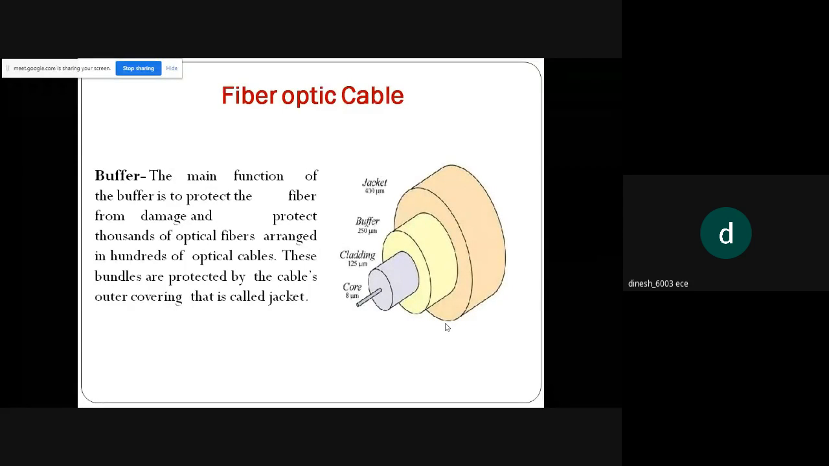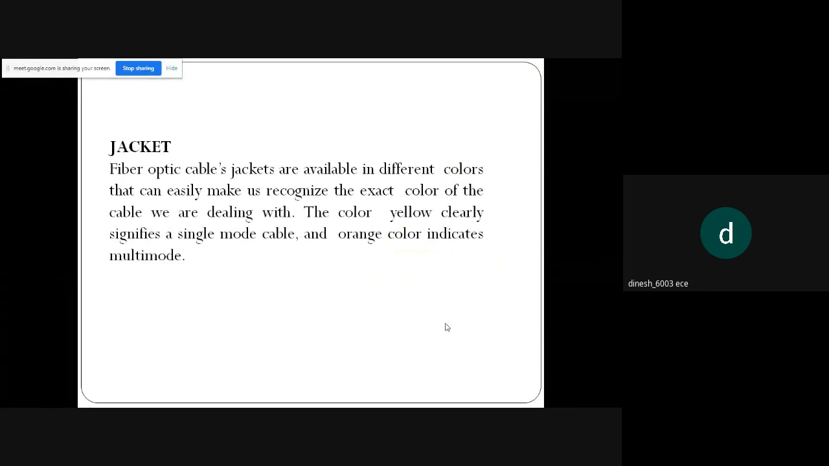This protects thousands of optical fibers arranged in hundreds of optical cables. Each core and cladding will be arranged in a fashion inside a single optical cable. These bundles, which protect the core and cladding, are protected by the outer covering called the jacket. Okay, so this is a fiber optic cable.